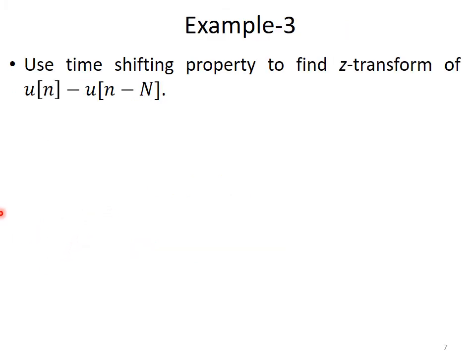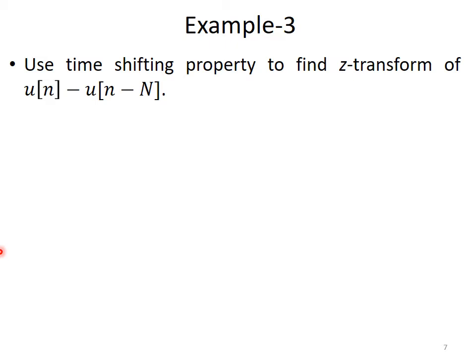Now in this example we are given a signal which is a combination of a unit step function and a delayed unit step function, delayed by n units, right? And we have to find out the z transform of this. So we can use the time shifting property to find out the z transform.